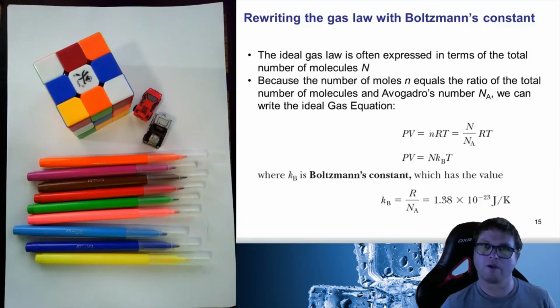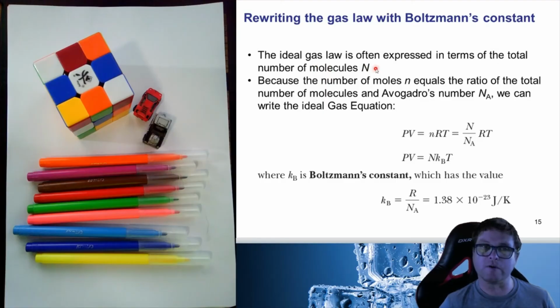We've already seen that we have a quantity, the universal gas constant capital R, and now we're going to rewrite that gas constant capital R in terms of something called the Boltzmann constant, k subscript B. Let's see how to do that.